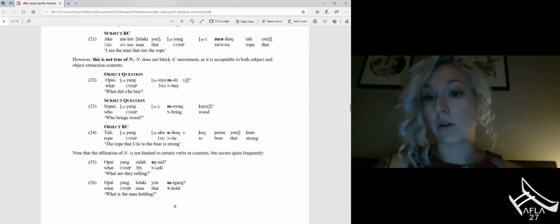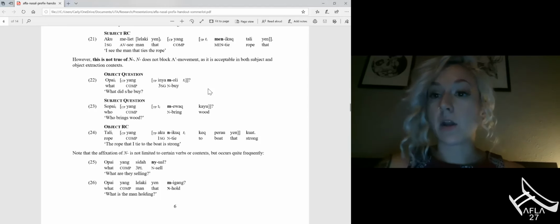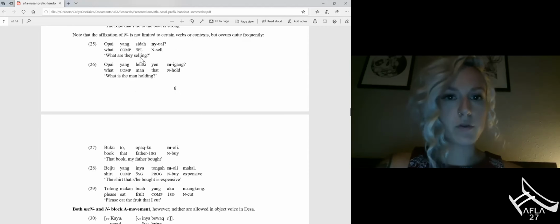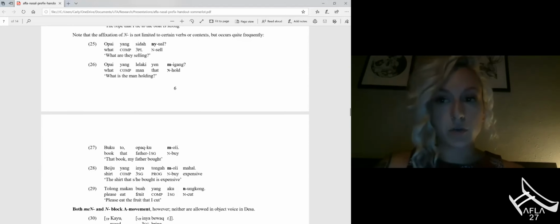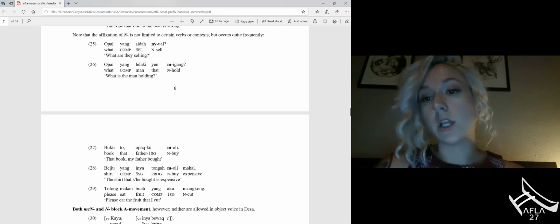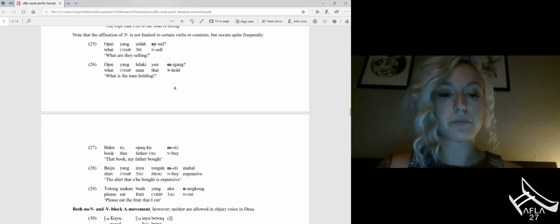And this is grammatical in Desa. This is also something that can occur in subject questions. So we can have this shortened form of the nasal prefix in a subject question as well. And again, this pattern is not exclusive to just WH questions, is not exclusive to just certain types of verbs, but occurs quite frequently in A-bar movement constructions. So in 25 through 29 here, I've given a variety of object relative clauses, topicalization, as well as other object WH questions to show that this is a very commonly occurring, frequent way to mark these types of constructions.